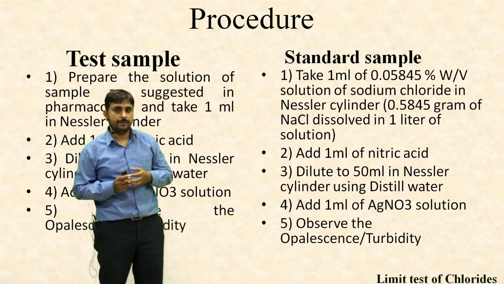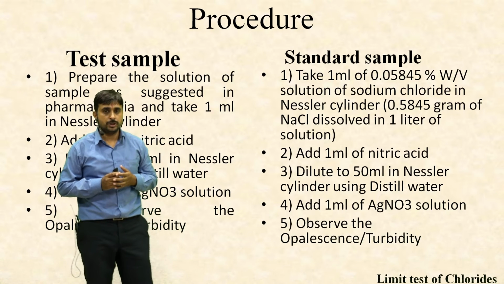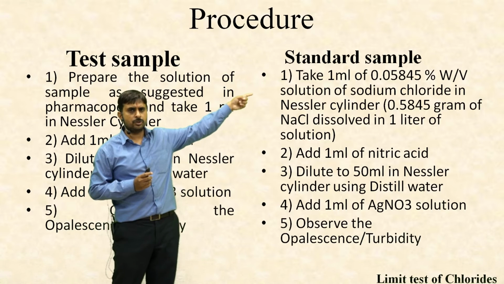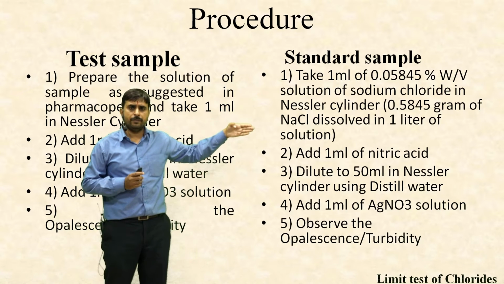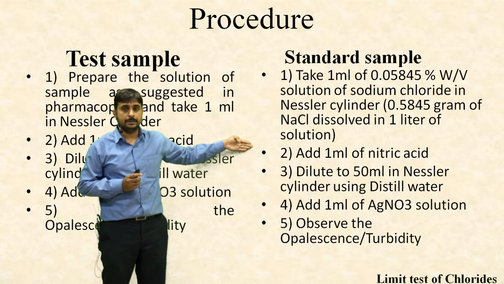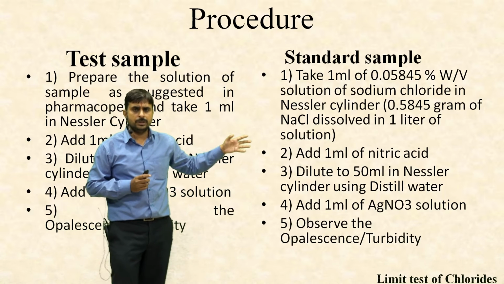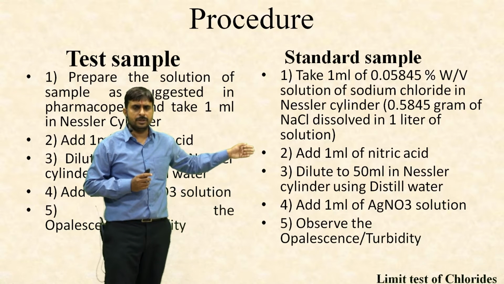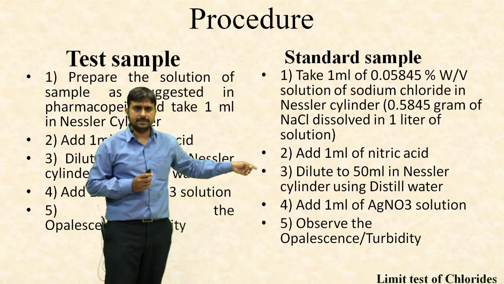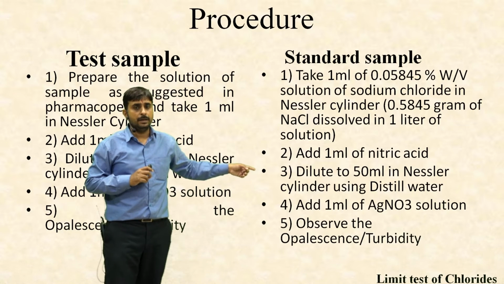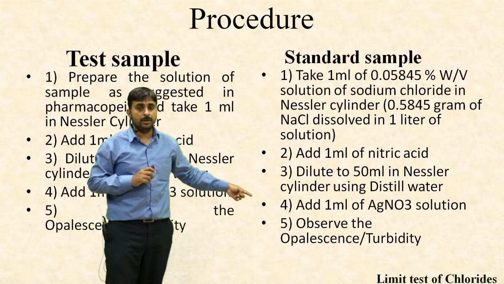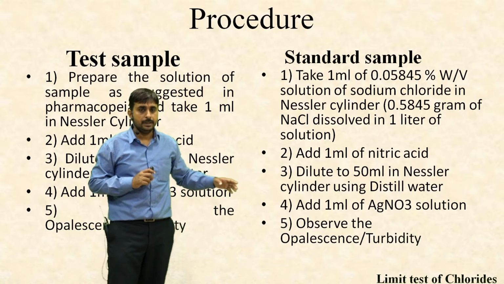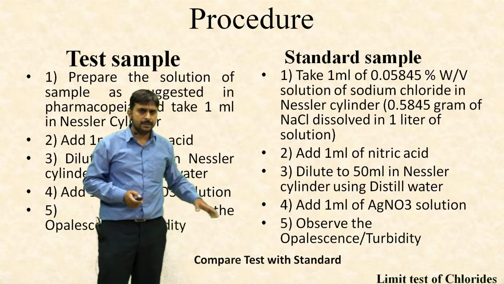So, we will have a weight by volume solution. To this 1 ml solution, we will add 1 ml of nitric acid and then dilute this solution to 50 ml using distilled water in a Nessler cylinder up to the mark. Then we will add 1 ml of AgNO3 and we will find opalescence or turbidity.